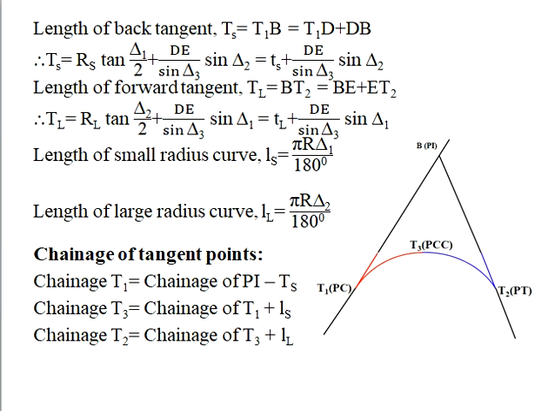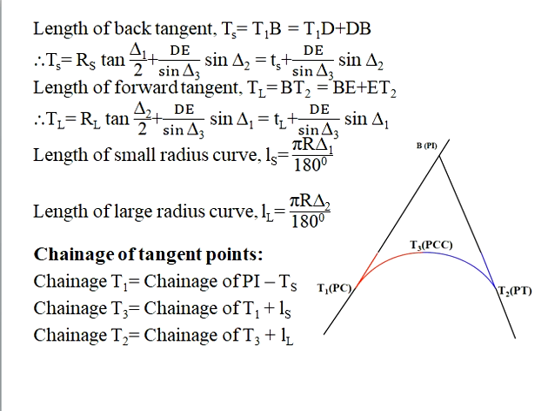The last element, chainages, are to be calculated. For that, we need to have the length of curve of both arcs, which are calculated as follows: small ls is equal to pi RS delta 1 divided by 180 degrees, length of large radius curve, small ll is equal to pi RL delta 2 by 180 degrees.